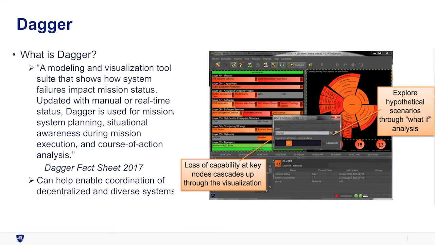Dagger. This is something that has, up until this point, never been used in the health space. We've used it in our space mission, our cybersecurity, as well as our special operations missions. It's a modeling and visualization tool suite that ultimately shows you how small failures can cascade up a system and ultimately impact your mission status.